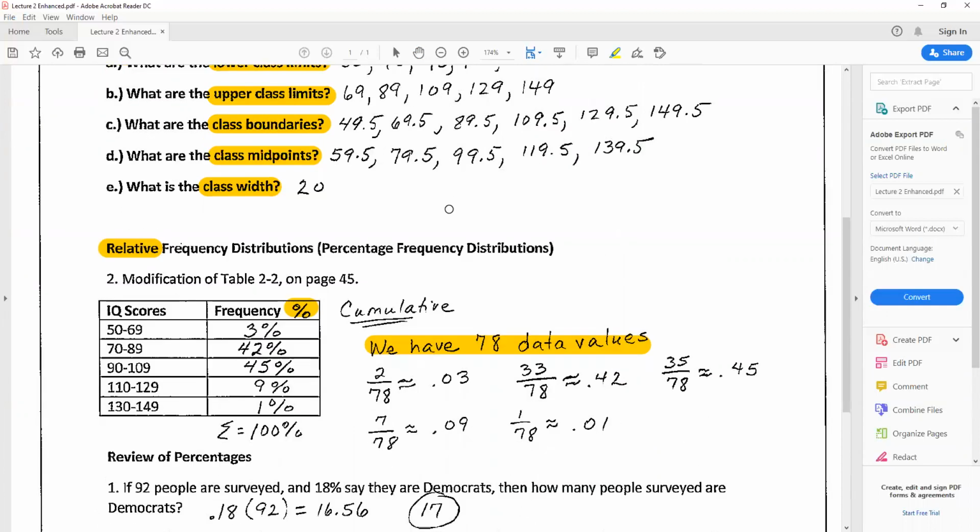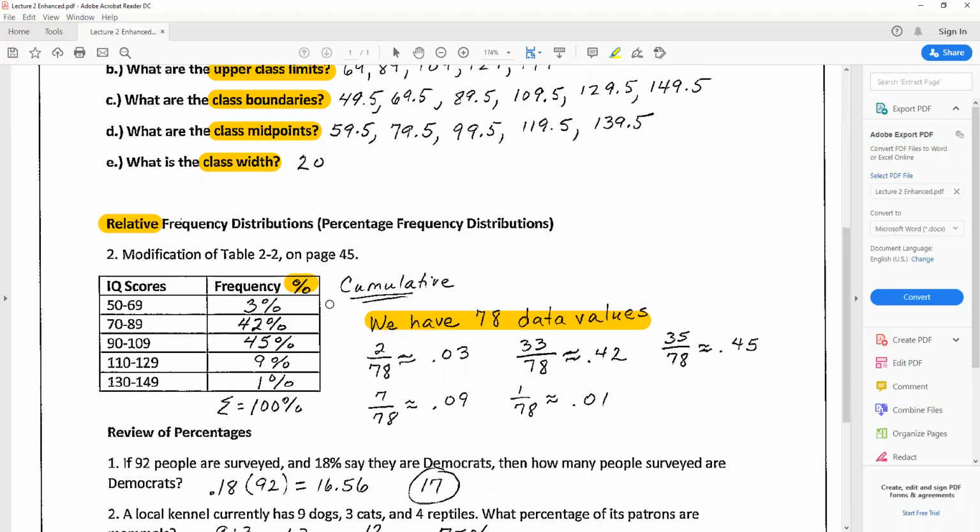So let's get the percentages for each of these. To get the 3%, all I did was take the 2 and divide by 78. That gave me 0.03, and these are rounded, by the way. So I rounded to 0.03, which is 3%. And then I took the 33 and divided by 78 and got 42%. The solution for 35 divided by 78, 45%, and so on.